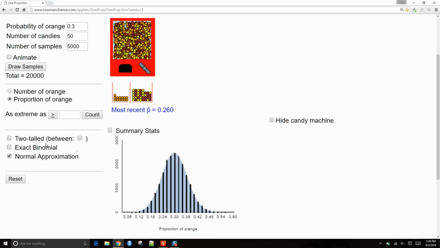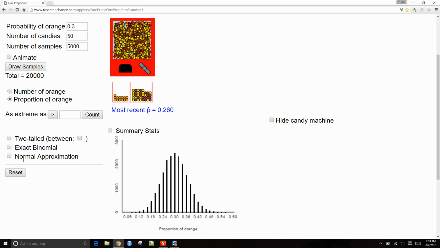And that's not a coincidence. It's been proven via some mathematical theorem that this is what's going to happen. If the population is 30% orange, when you take random samples out of the population, we would expect something close to 30%. Yes, it is technically possible to get 50% of the sample to be orange, or only 10% of the sample to be orange. But things like that don't happen as often.